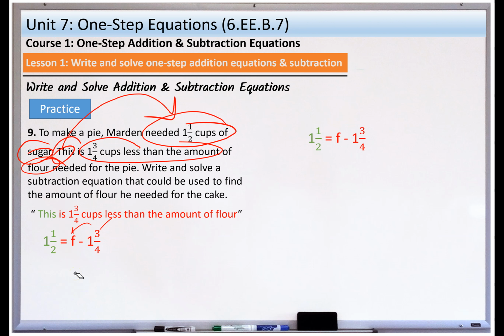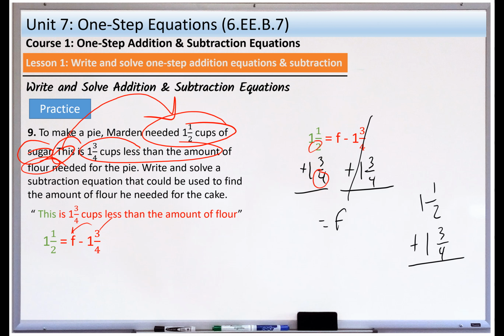So let's solve that over here. We're going to add 1 3/4 to both sides. We have unlike denominators, so we have to find a common denominator, which is 4. 1/2 is the same as 2/4. 2/4 with 3/4 is 5/4. 5/4 is 1 1/4, so that's going to give us 3 1/4.